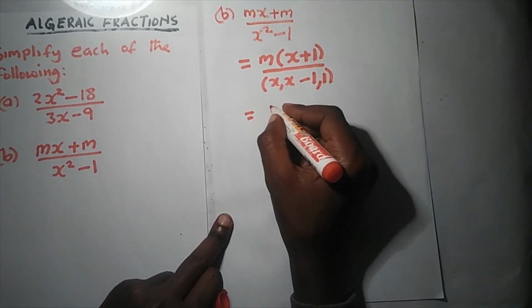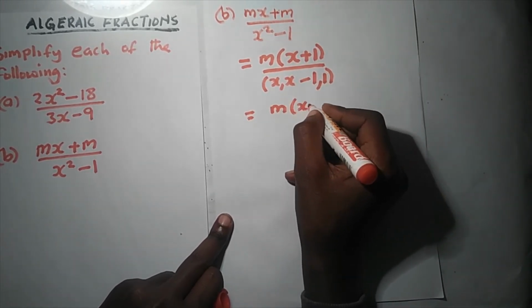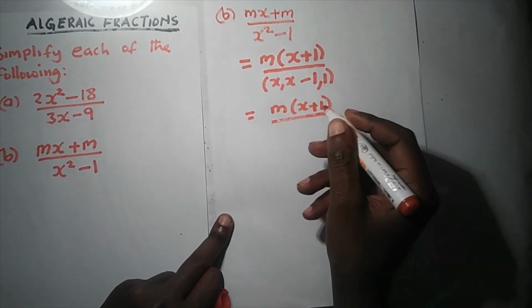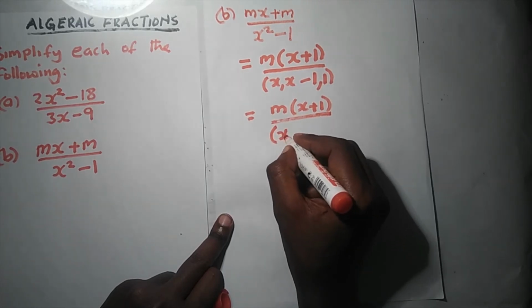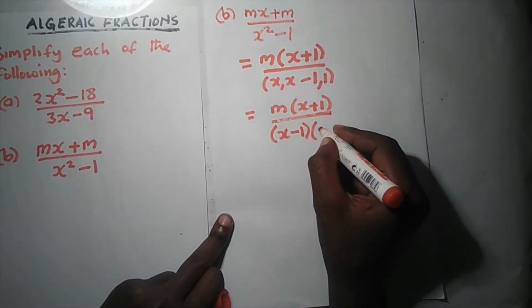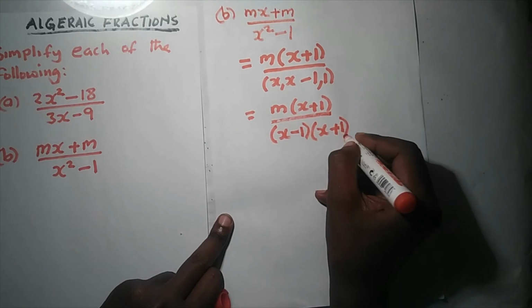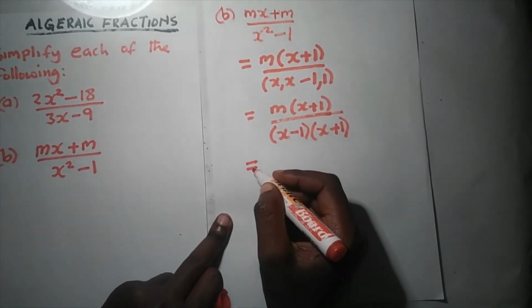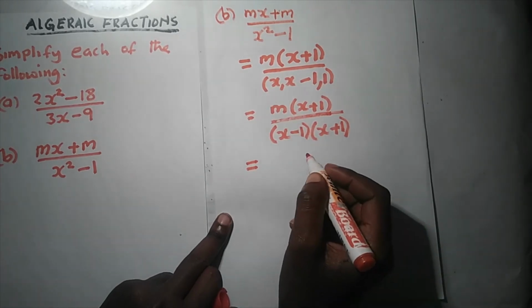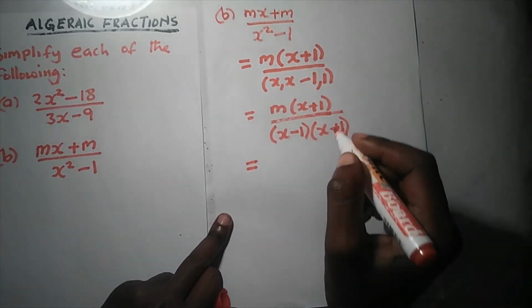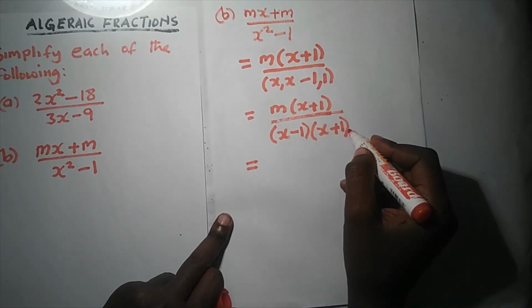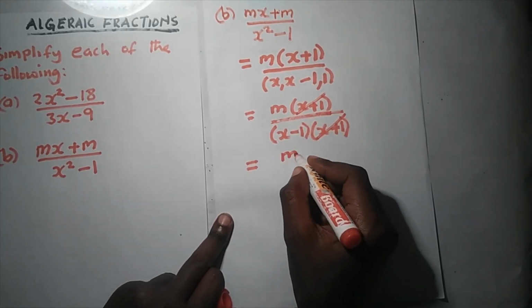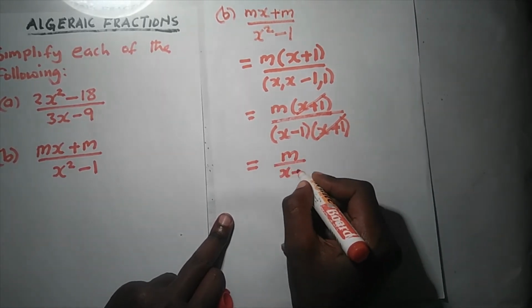And so this is going to be m times x plus 1 over x minus 1 and x plus 1. This is what we have. The final step now is to cancel out what is common on top and down. x plus 1 is here, even down here you have x plus 1, so it's going to cancel out, and our answer is going to be m over x minus 1.